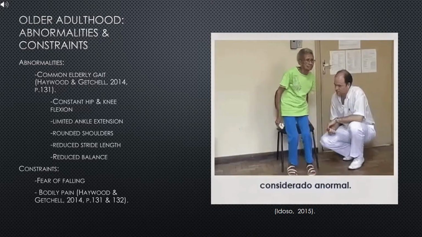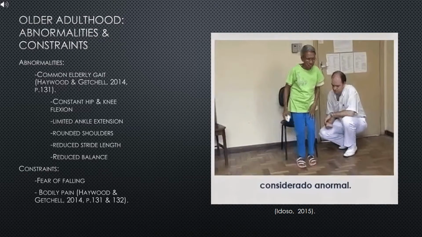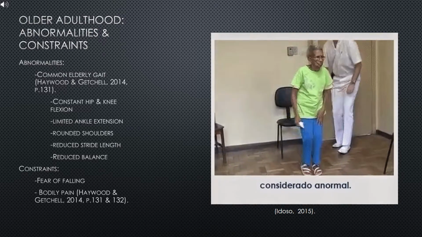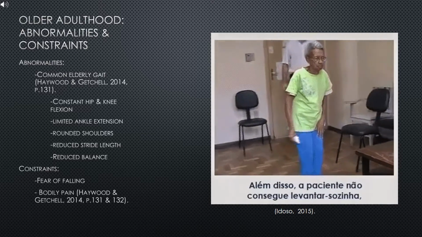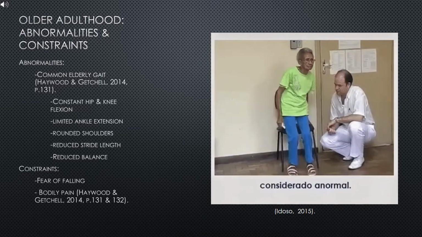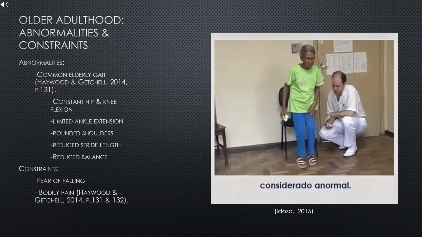Her shoulders are rounded, which then puts her trunk in flexion. She also has reduced stride length, like we saw in some of the younger children. And she also has reduced balance, and that's because of the small steps. All these abnormalities are pretty normal in elderly, but it is definitely evident in her gait as she shuffles along the floor. And some constraints that come with that.